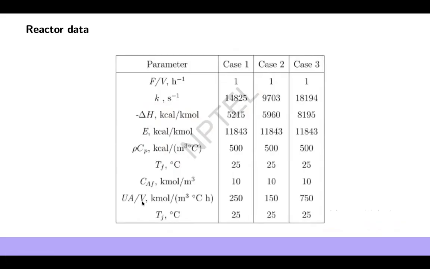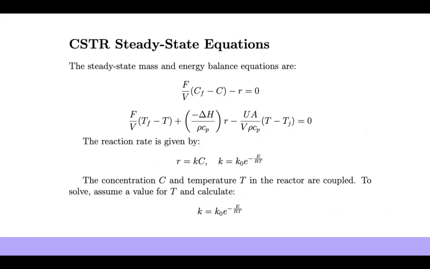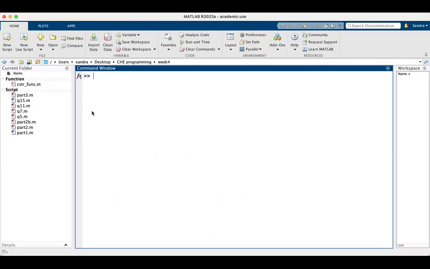CAF is the initial feed concentration. UA by V is the heat transfer coefficient. You will be getting it like this: 250, 150, and 750. And TJ is the jacket temperature. So these are the different reactor data. What is the aim? We need to find out the reactor concentration and reactor temperature given a steady state and given an initial guess. First I'll show you the code and then we'll explain it step by step. In case you have any doubt, please do stop me and ask.